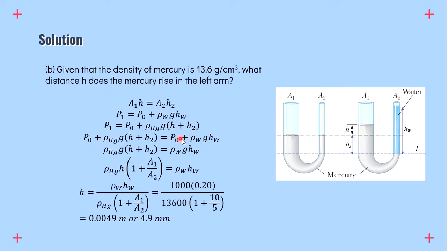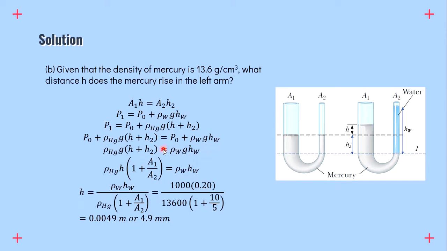So if we equate the two equations, because they're both equal to the pressure at line 1, P0 plus rho g (h plus h2) for the left side is equal to P0 plus rho g h of the water. So we can cancel out P0, and we can also cancel out g. So what remains will be this equation: rho g (h plus h2). Don't mind the g, I just forgot to delete that. So rho g (h plus h2) is equal to rho g h of the water.